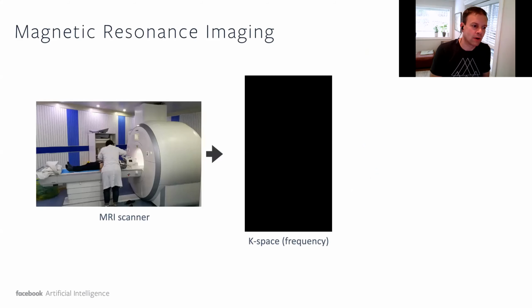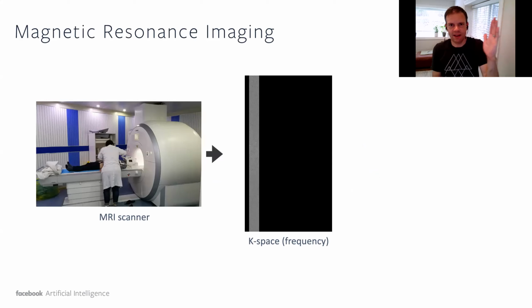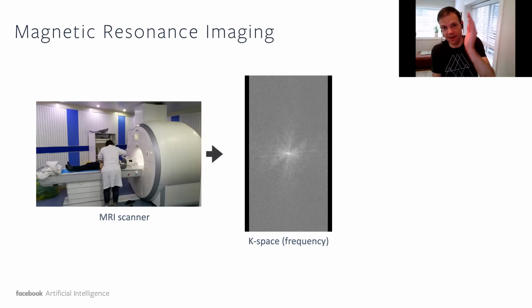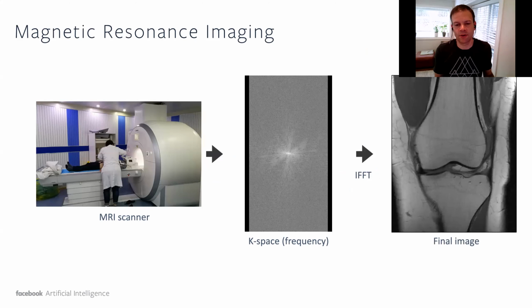The way that MRIs work is you have a scanner, and what it does is it samples the K-space, or frequency space, think like the Fourier domain, and it just scans along. That's why it takes so long to capture, because it's scanning one line at a time. And then you do your inverse Fourier transform, and you get your final image out.